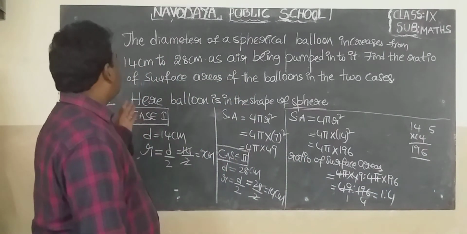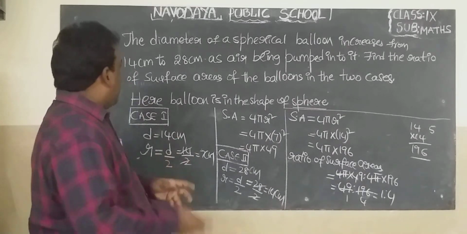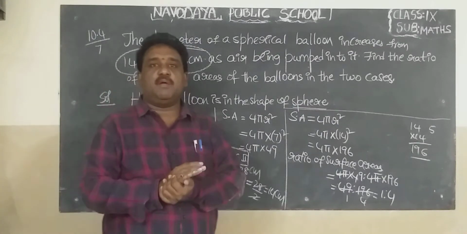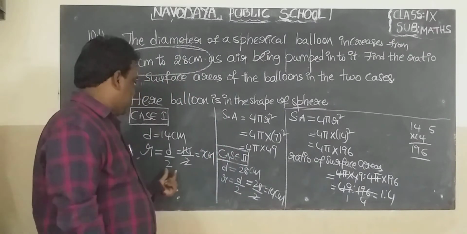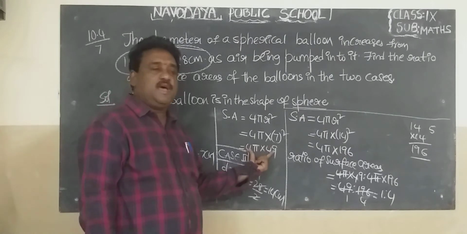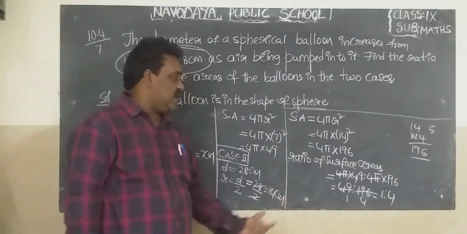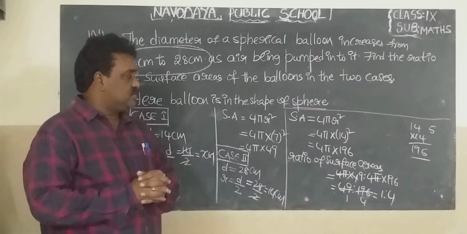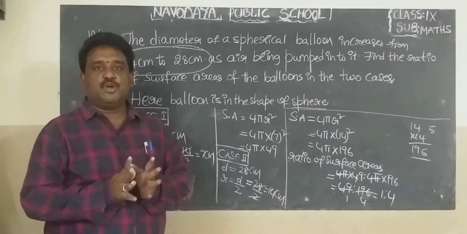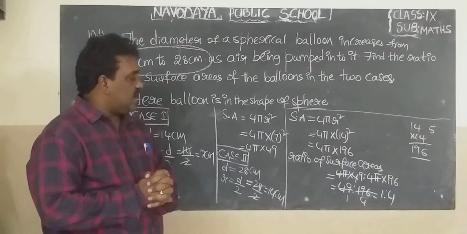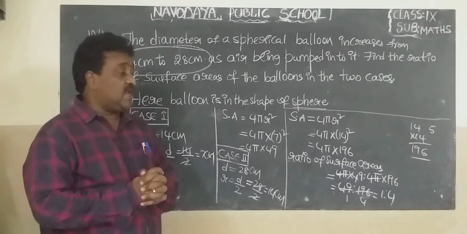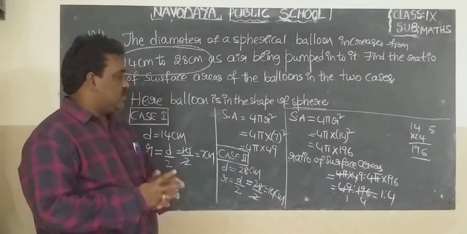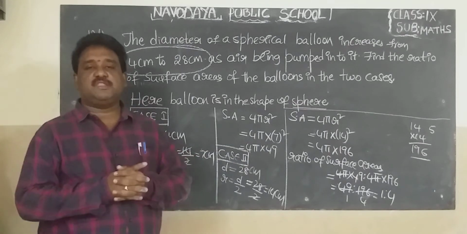So that is about the spherical balloon. Diameter increases means size of the balloon also increases. This is case 1 surface area, this is case 2 surface area. Ratio of surface areas 4 pi into 49 is to 4 pi into 196. 4 pi cancel, 49 is to 196. 49 table cancellation directly, so 1 is to 4. So the ratio of surface areas equals 1 is to 4.